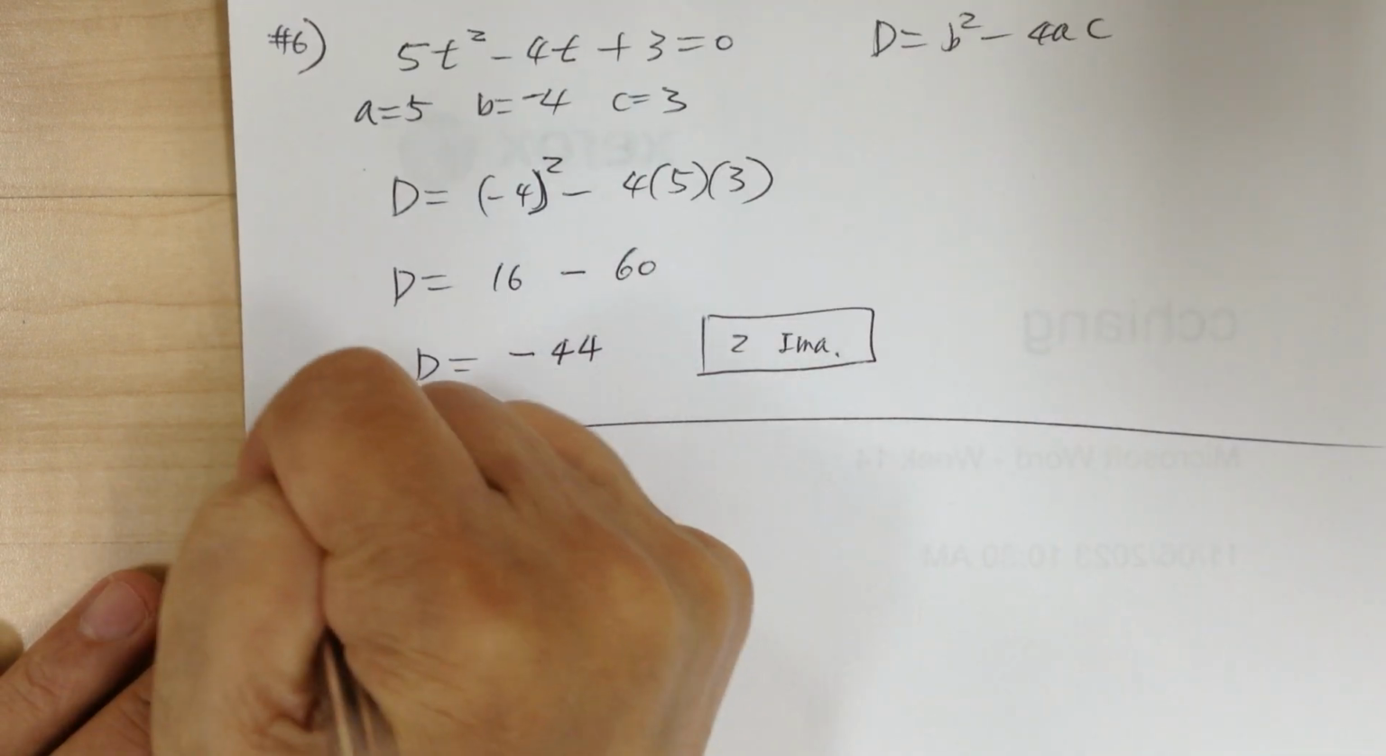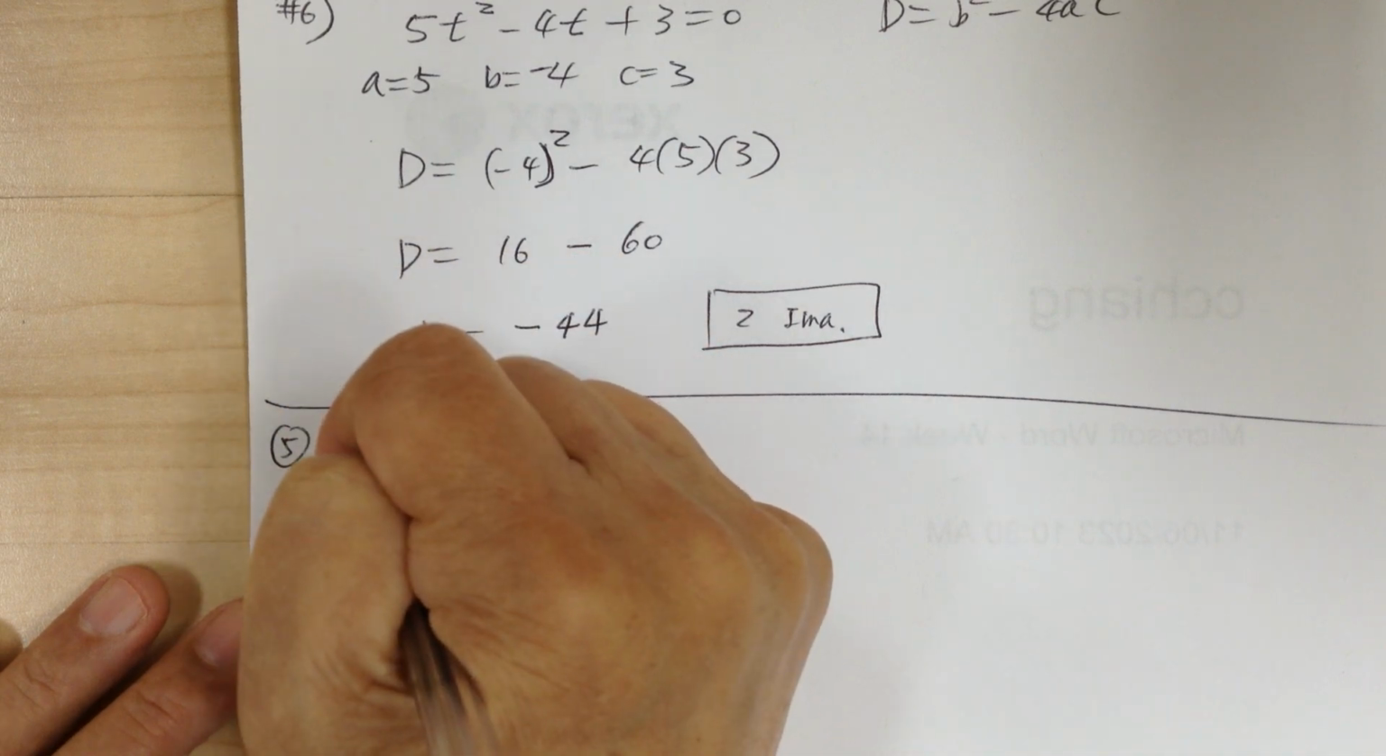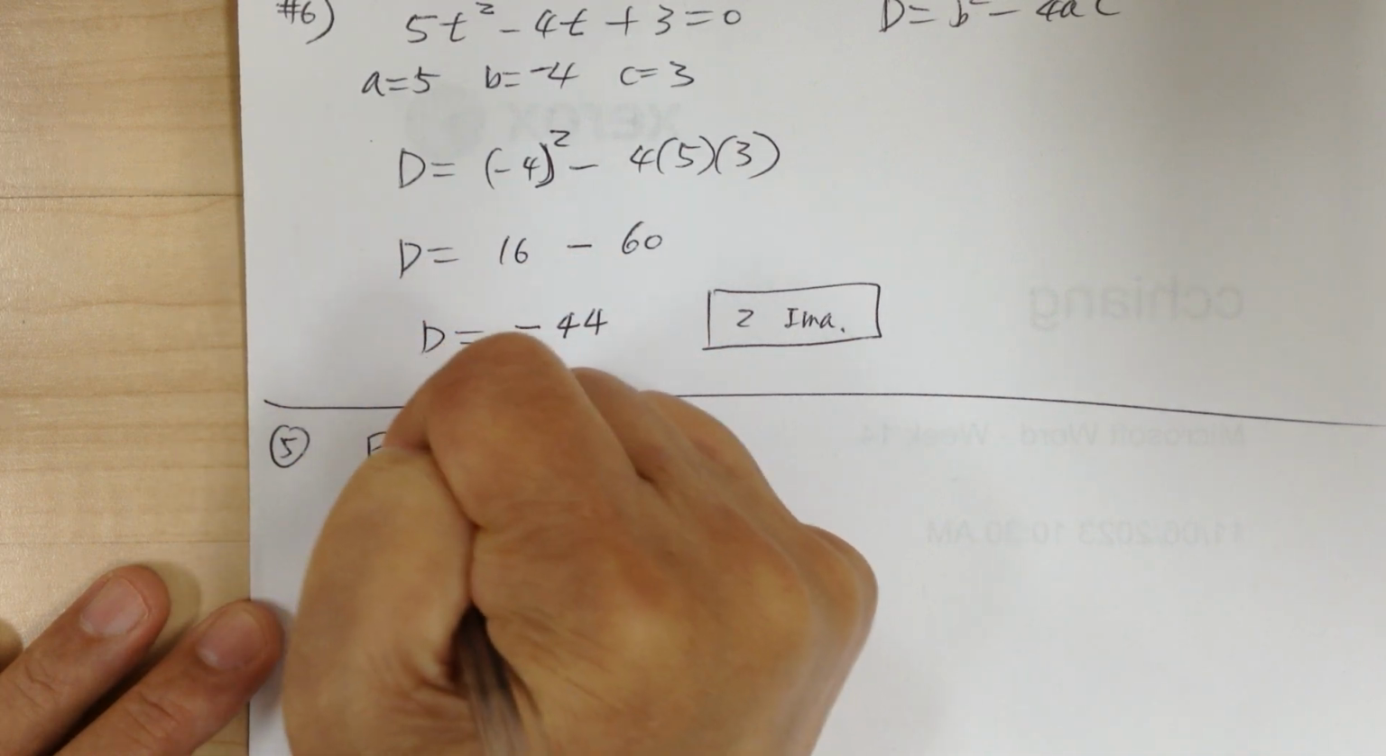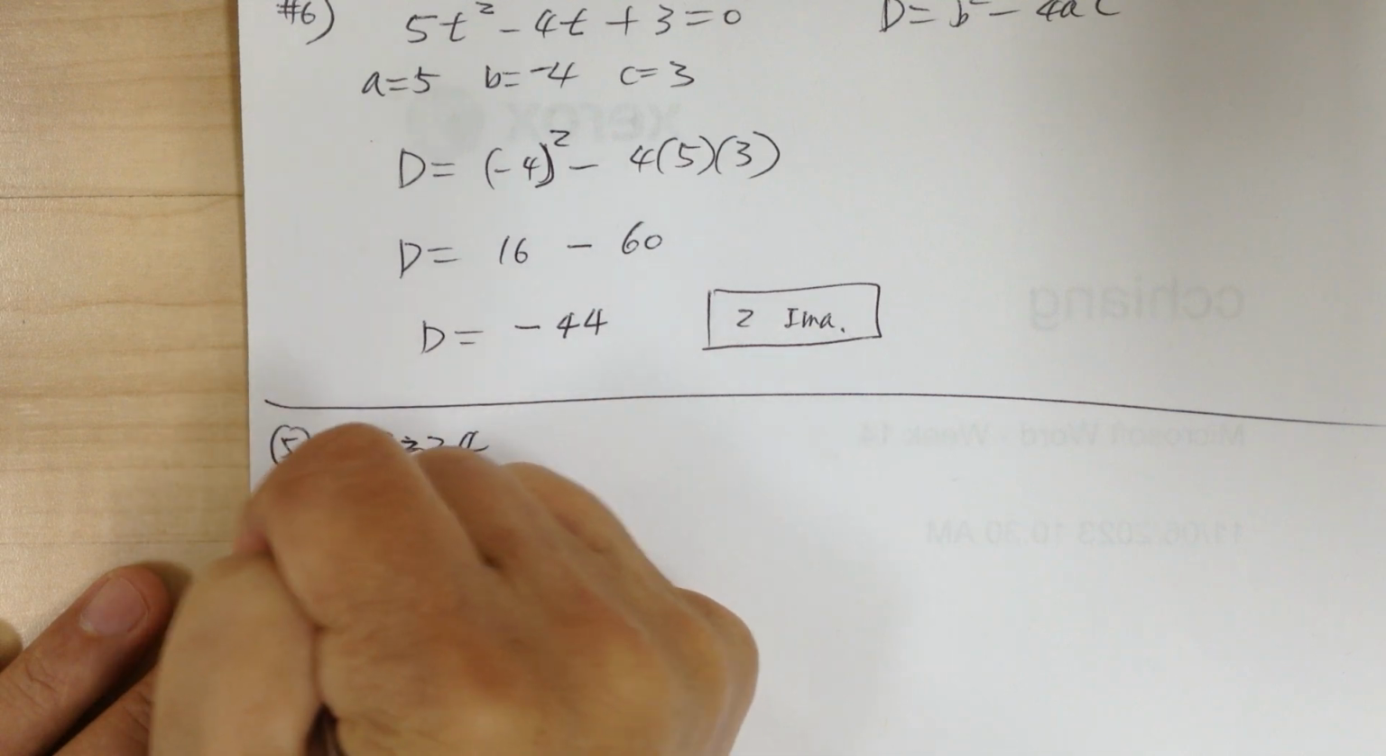Next item, number 5, is on page 324, and let's do number 8.